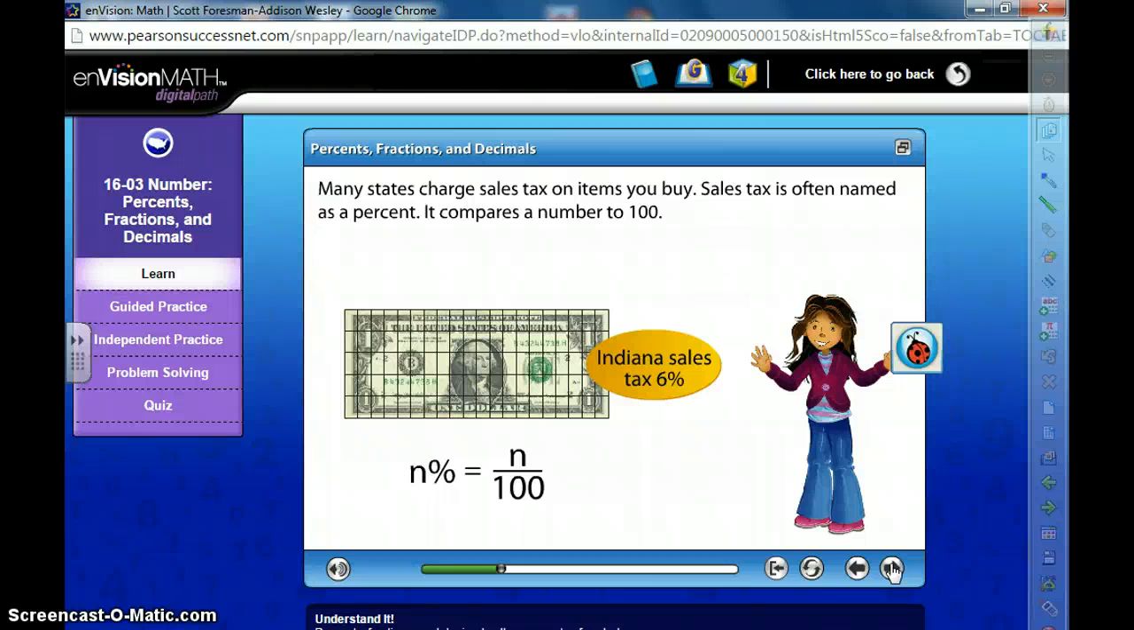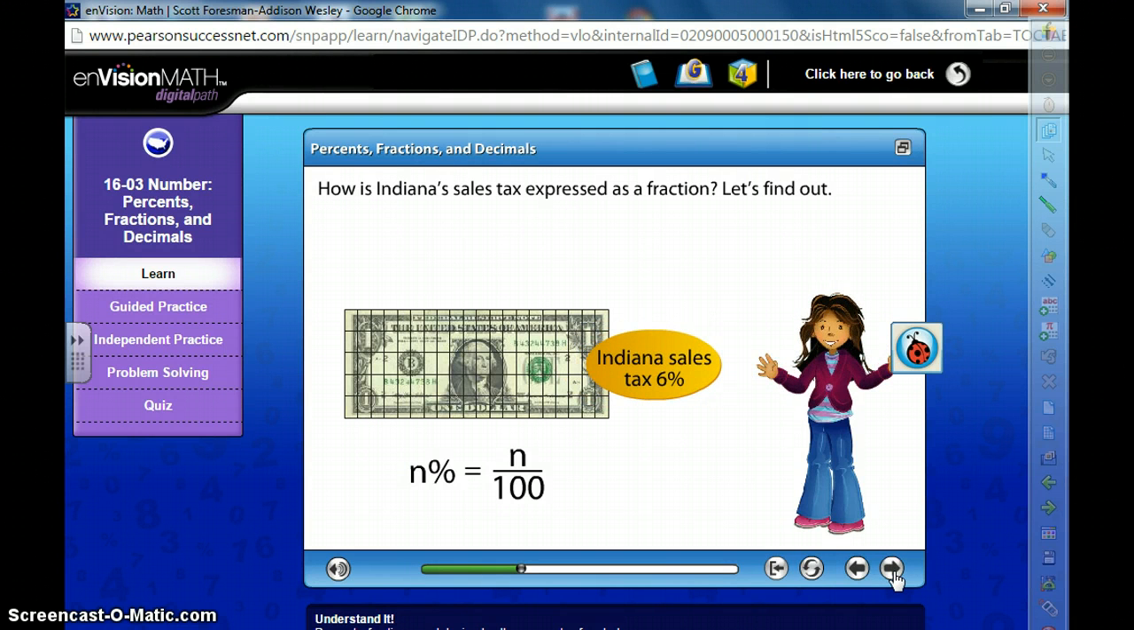But, so we see n percent, this is the same formula we saw the other day. N percent equals n over 100. How is Indiana's sales tax expressed as a fraction? Let's find out.